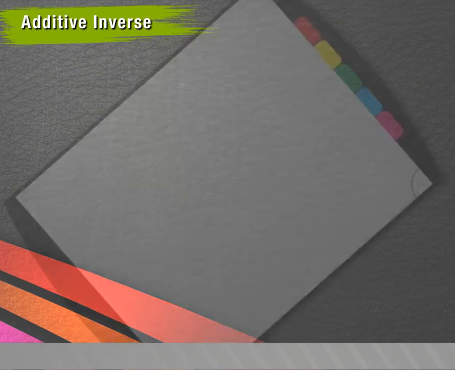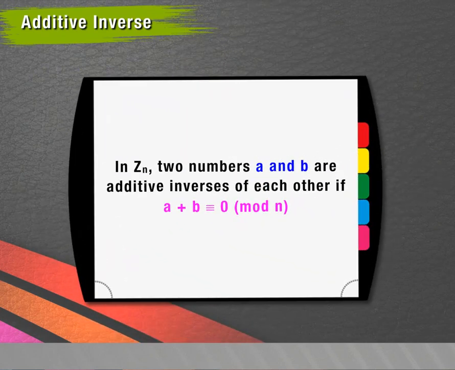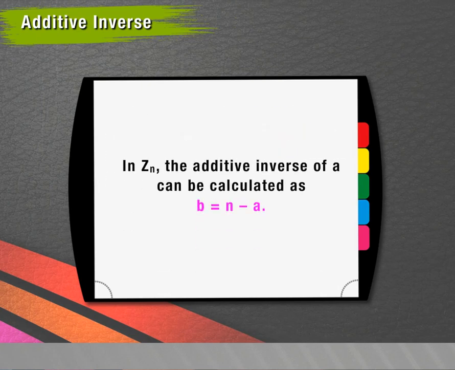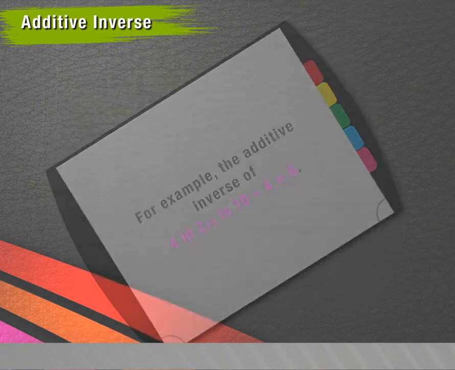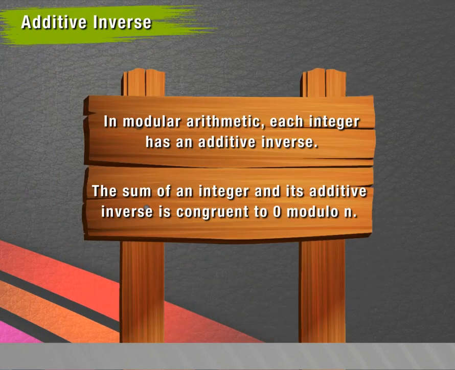Additive inverse. In Zn, two numbers a and b are additive inverses of each other if a plus b is equal to 0 mod n. In Zn, the additive inverse of a can be calculated as b is equal to n minus a. For example, the additive inverse of 4 in Z10 is 10 minus 4, which is equal to 6. In modular arithmetic, each integer has an additive inverse. The sum of an integer and its additive inverse is congruent to 0 modulo n.